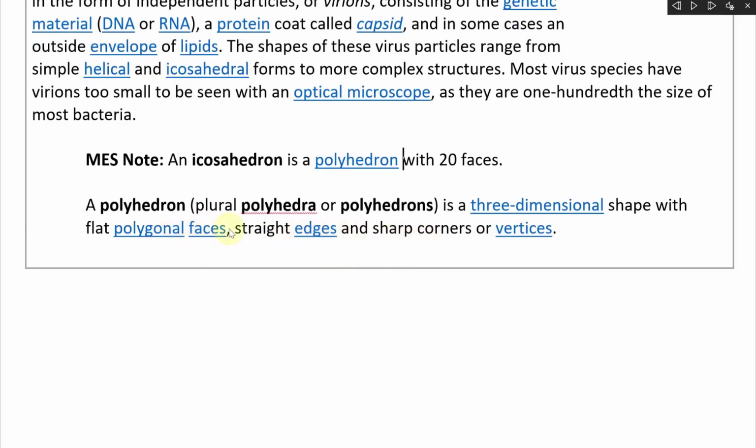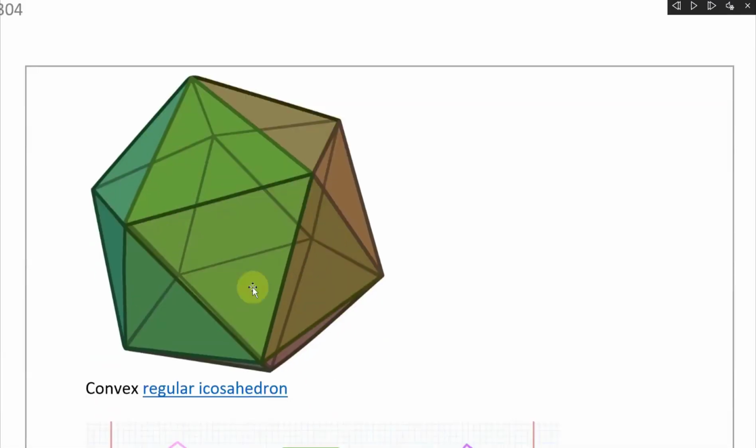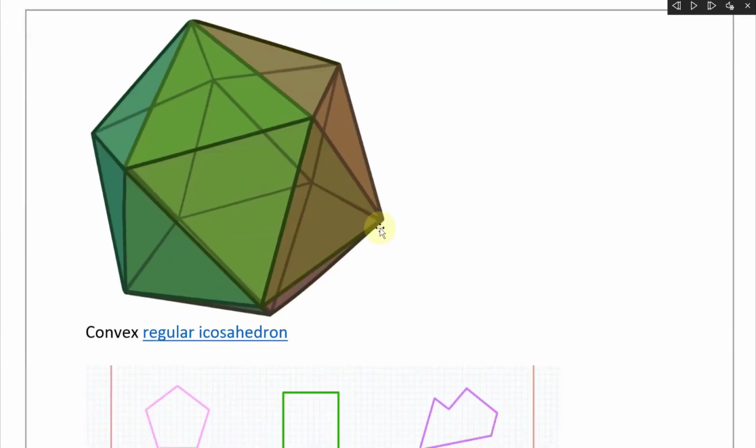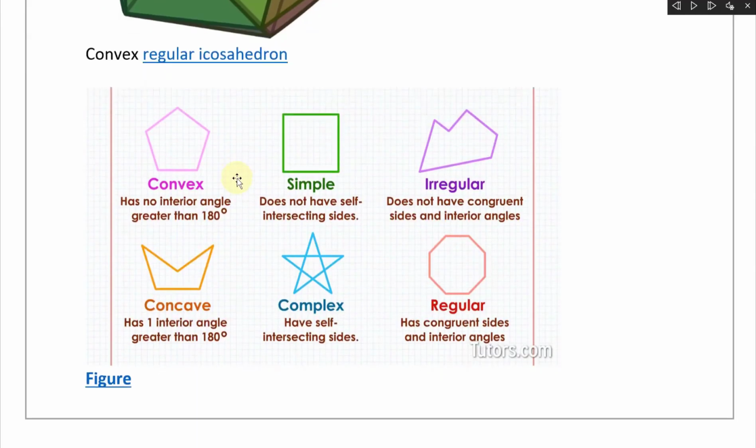So flat polygonal faces, in this case triangles. Straight edges and sharp corners or vertices. Going further, it's a regular icosahedron. Just to illustrate regular versus irregular, this figure is from tutors.com. Here is regular: it has congruent sides and interior angles, so basically the interior angles are all the same. And irregular does not have congruent sides and interior angles.